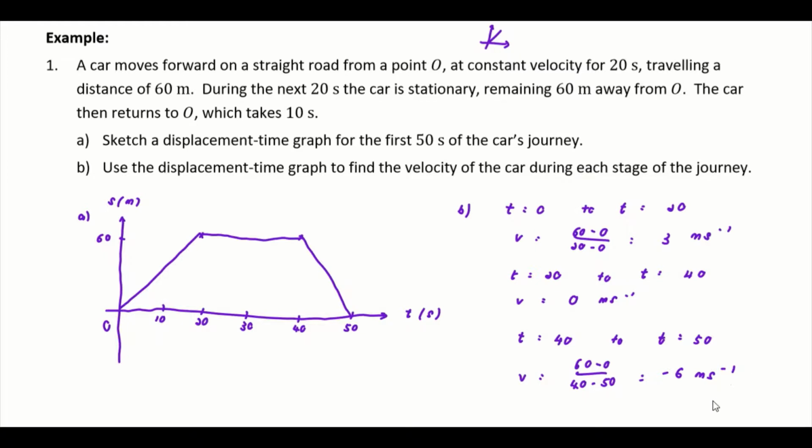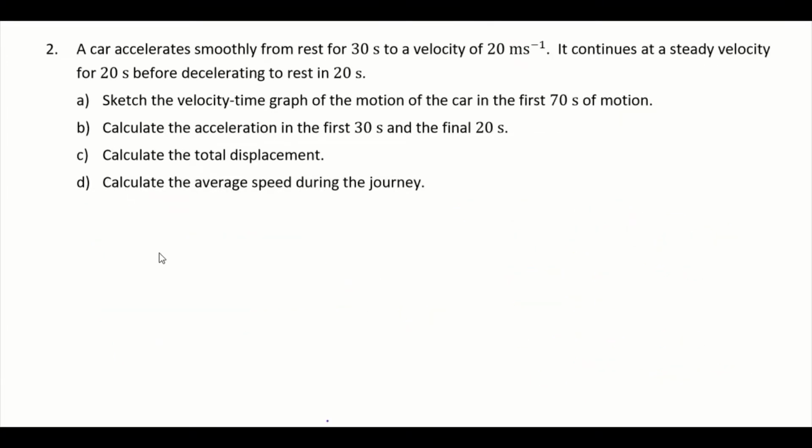Okay, so let's look at example 2. Alright, number two, this is a pretty straightforward example as well. The car accelerates smoothly from rest for 30 seconds to a velocity of 20 meters per second. It continues at a steady velocity for 20 seconds, then it decelerates to rest in 20 seconds. The question wants us to find the velocity-time graph. For this question, it will be easier to draw an interval of 10 as well. So A, this is for the VT graph.